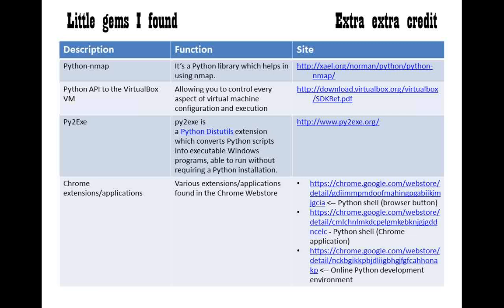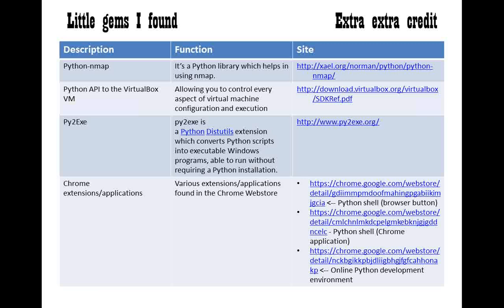Then there's py2exe. Py2exe is a Python distutils extension which converts Python scripts into executable Windows programs able to run without requiring a Python installation. It compiles enough of the needed Python so you can run your script, and it works pretty good. I tried one or two of the scripts that I created to convert them over to EXEs. I would use it. It works good. That I was curious of for the Artillery. That may be.